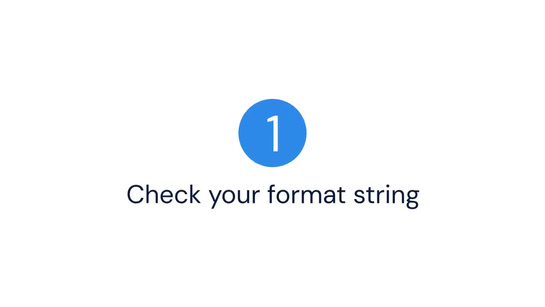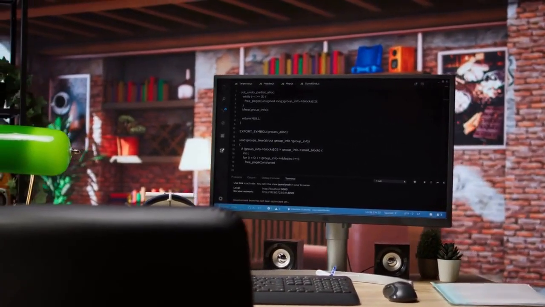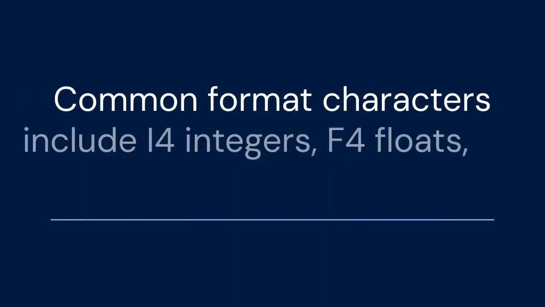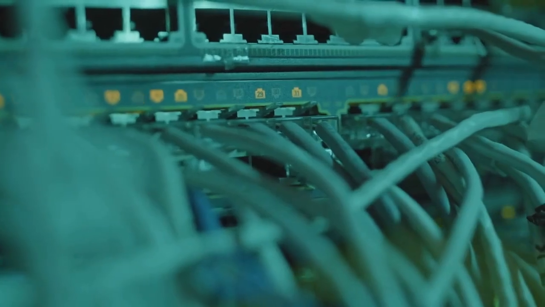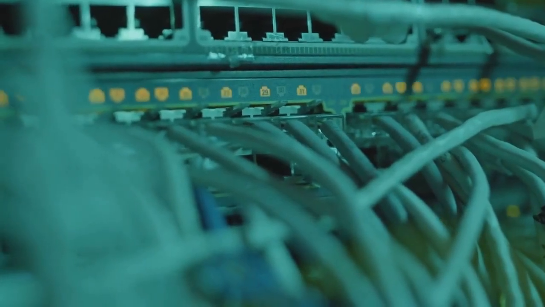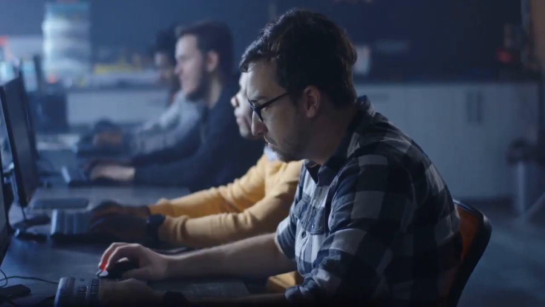First, check your format string. The format string tells struct.unpack how to interpret the binary data. Common format characters include I for integers, usually 4 bytes, f for floats, usually 4 bytes, and s for strings. Make sure your format string matches the actual data you're trying to unpack. For example, if you're using the format string I, integer, for 4 bytes, but your data is only 2 bytes, you'll get the error. Double-check that you're using the correct format character for the type of data you are dealing with.